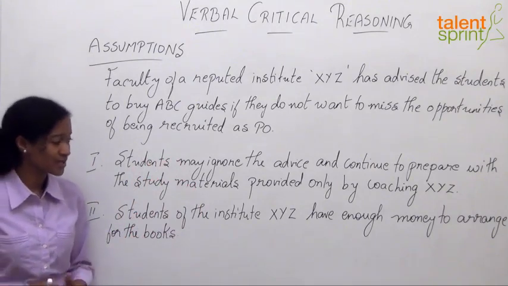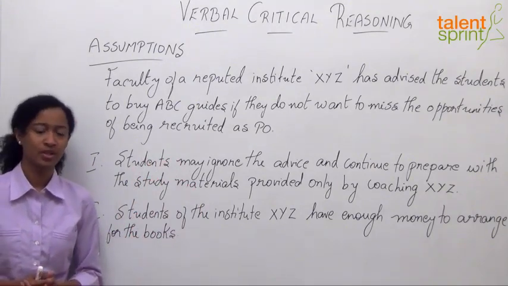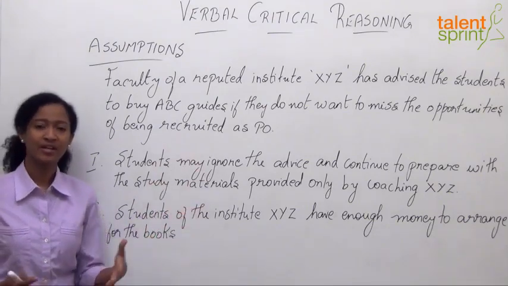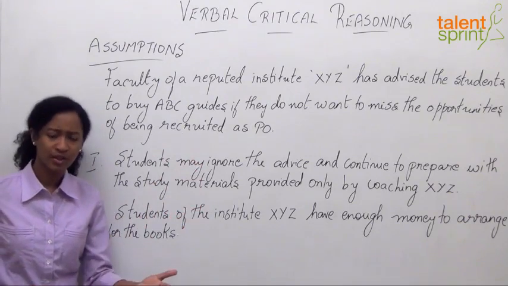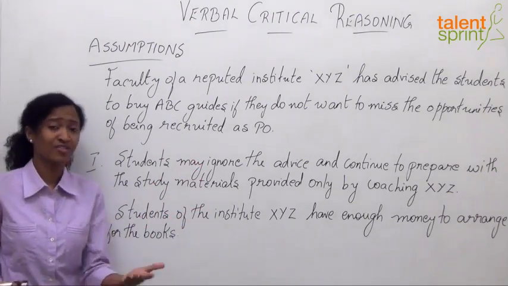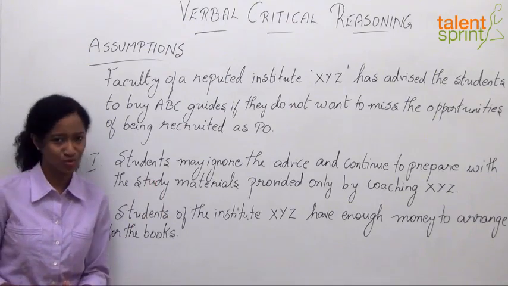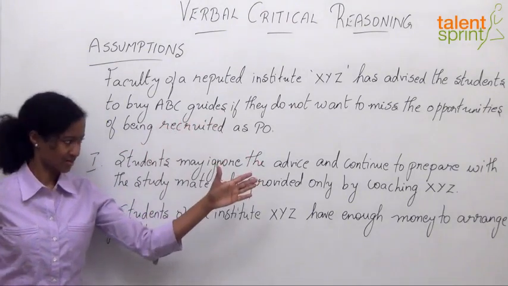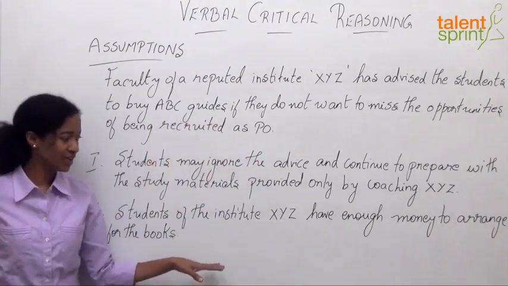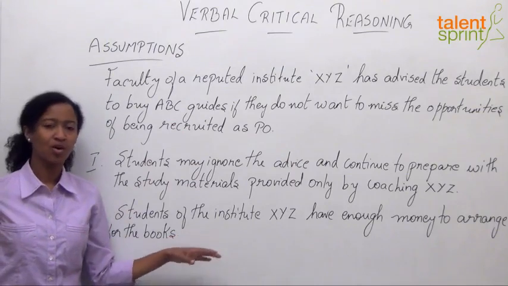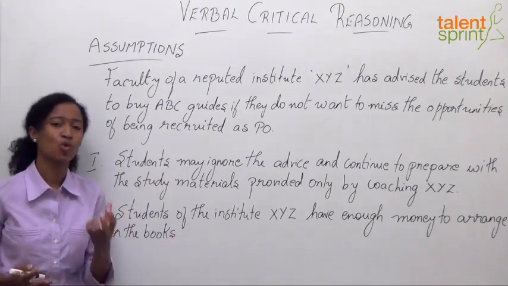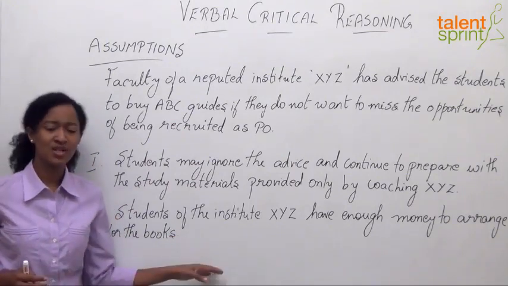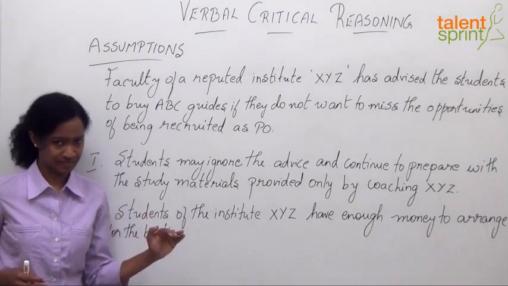Students of the institute XYZ have enough money to arrange for the books. Now this is something that I can assume. Why, from the statement? Because the faculty is assuming that everybody can afford to buy the books, and that's why he's advising them to do so, right? So the statement doesn't say anything otherwise, right? So this is an assumption. This is a very direct assumption that we can make. Always remember, we need to look at what's a strong assumption and what's a weak assumption. A strong assumption will be directly related to the statement, right?